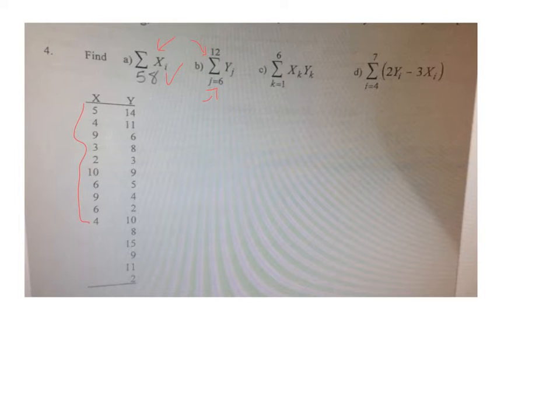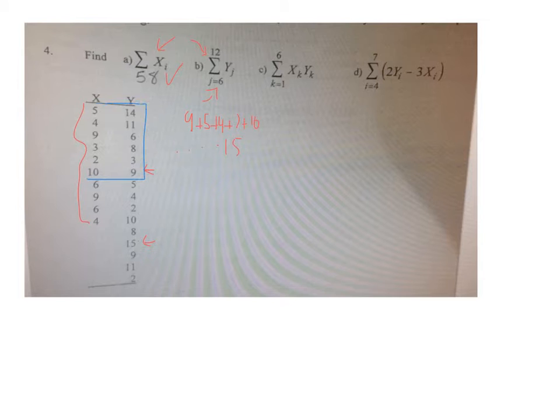So if we count down, 1, 2, 3, 4, 5, 6. The 6th term is 9, and then 7, 8, 9, 10, 11, 12. The 12th term is 15. So I think what they're looking for there with that notation is for us to add up all of the values, all the way up to 15. For C, when it says k equals 1 to 6 of xk, yk, what they mean is that we want the first 6 terms. So 1, 2, 3, 4, 5, 6.